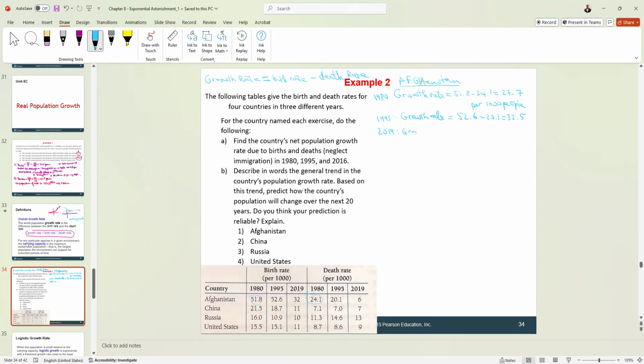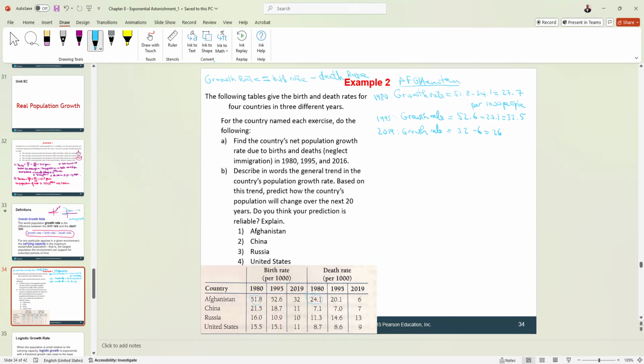Growth rate, okay. 2019, we have 32 minus 6. So 32 minus 6 is only 26. As you can see, you see the decline. I mean, not really decline. 1980 was like 27. Now it goes up to 32. Now we go back to 26.